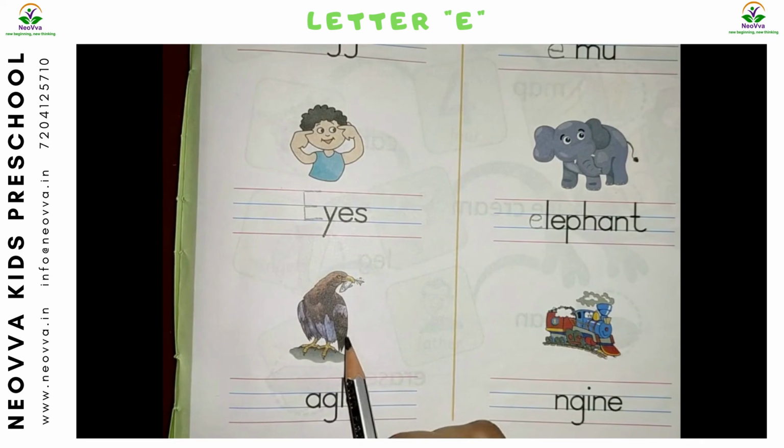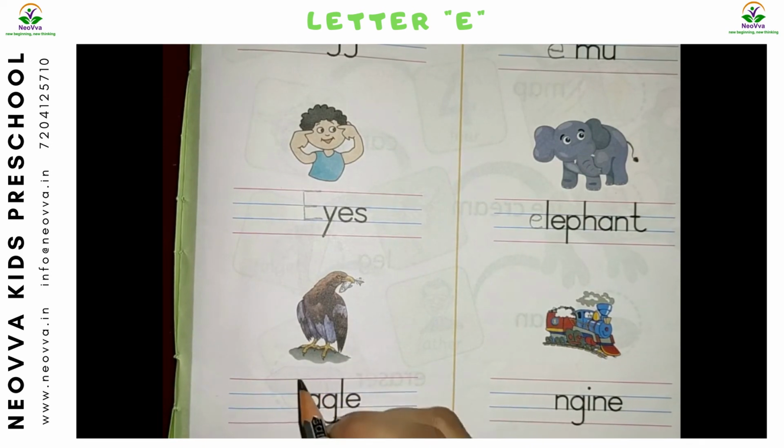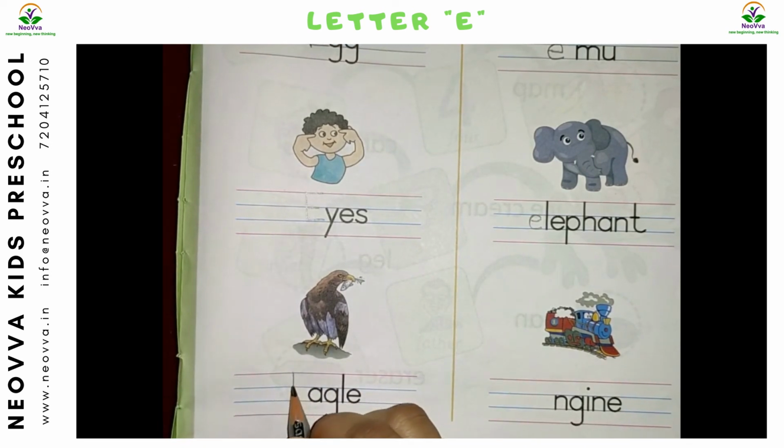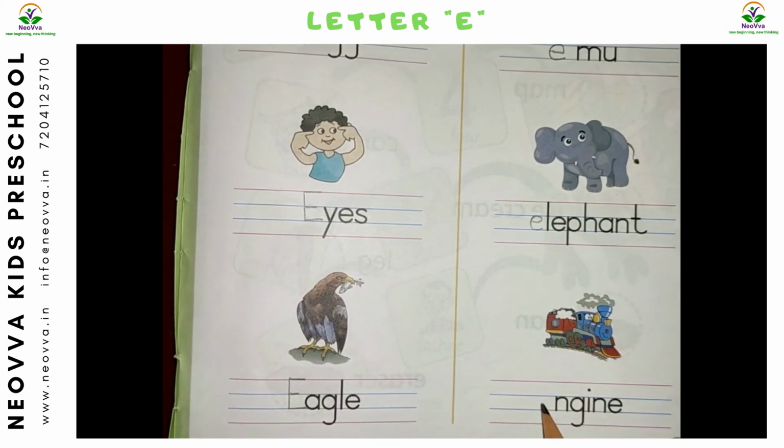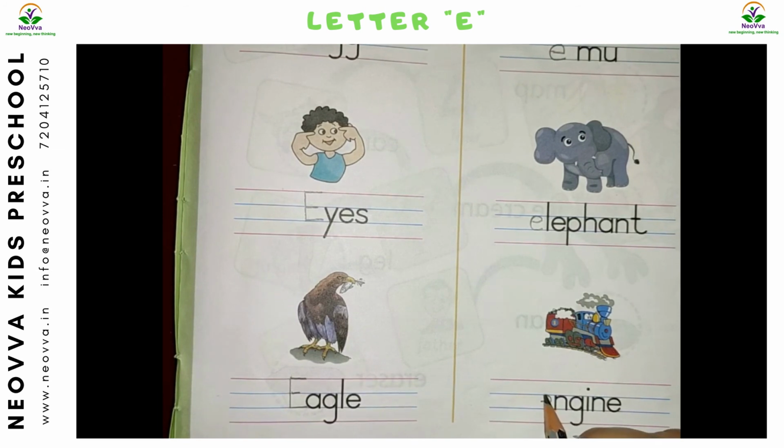The next picture is eagle. E. Standing line, 3 sleeping lines. Uppercase E. Engine, E, lowercase e.